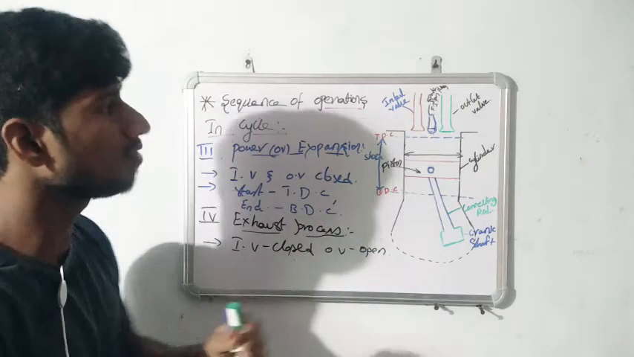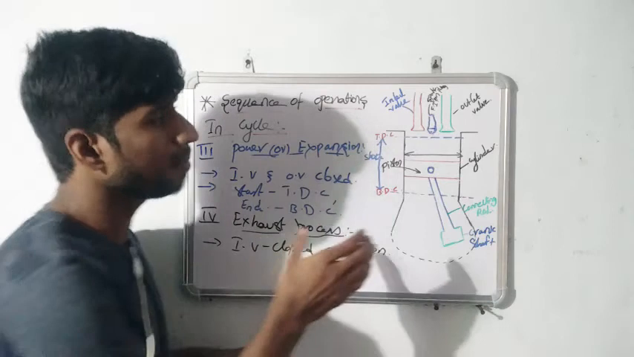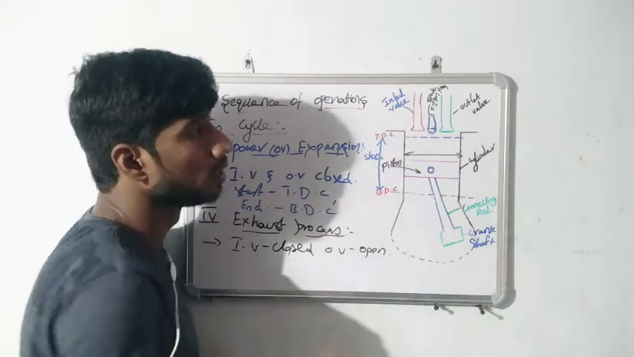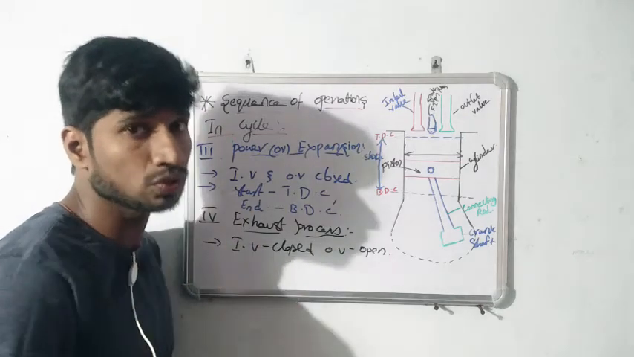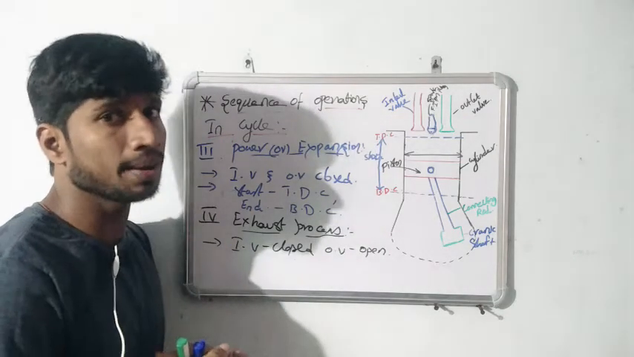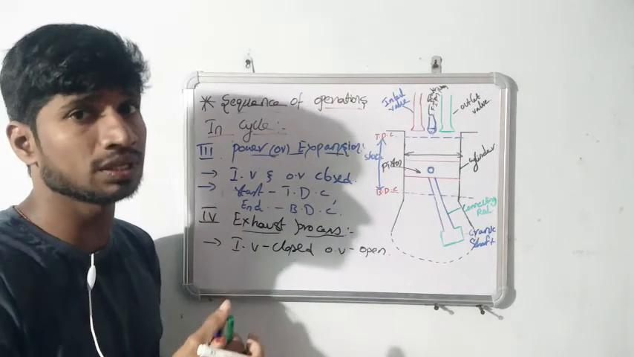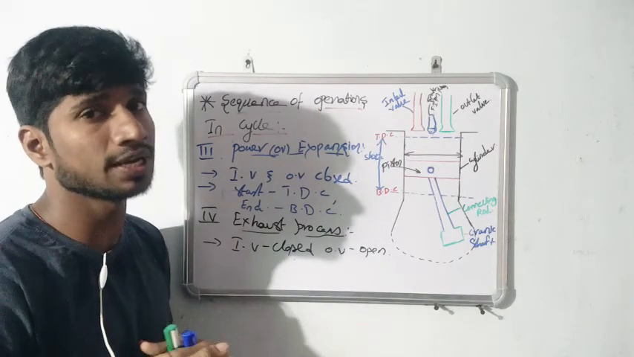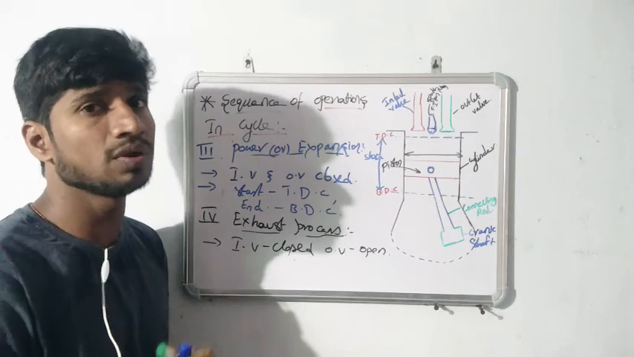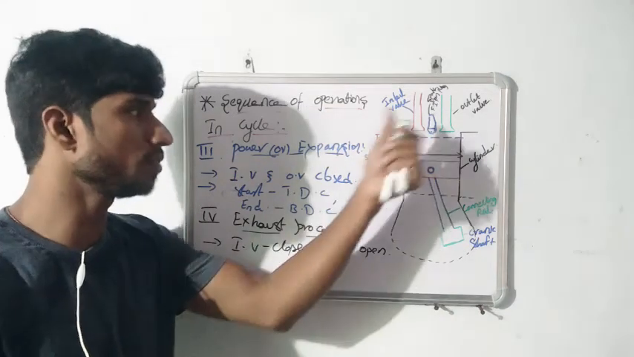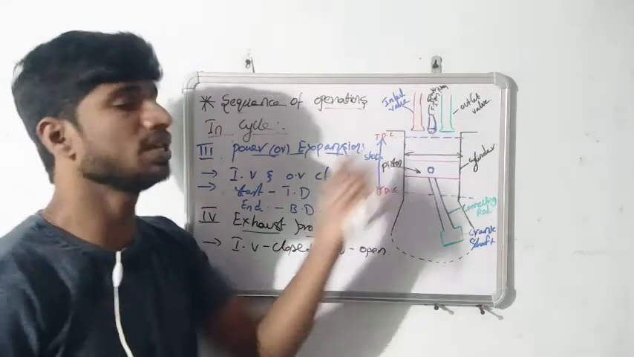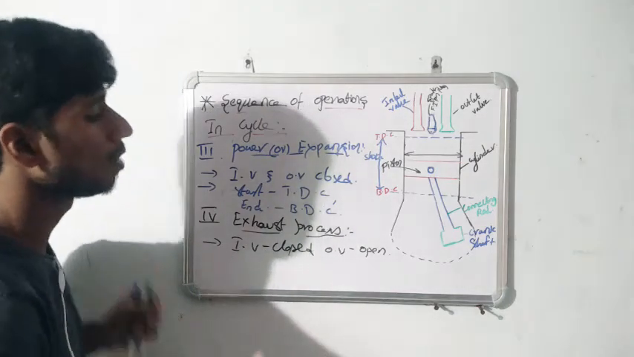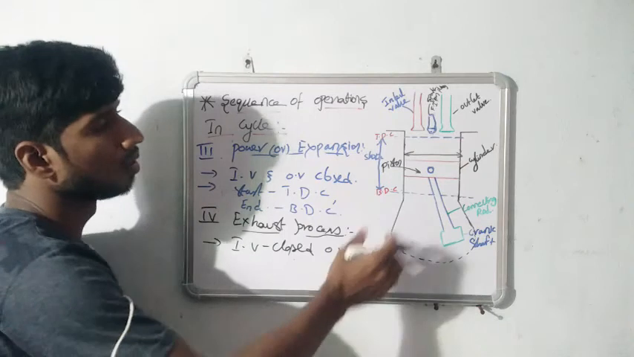In case the inlet valve is open here, what happens? The burnt gases or waste gases will enter into the inlet valve and reach the fuel tank. At that time, when the burnt gases mix with the fuel, automatically a blast or combustion will take place. Due to that, the engine will be damaged. So that's why in this process, the inlet valve is in closed condition and the outlet valve will be open.